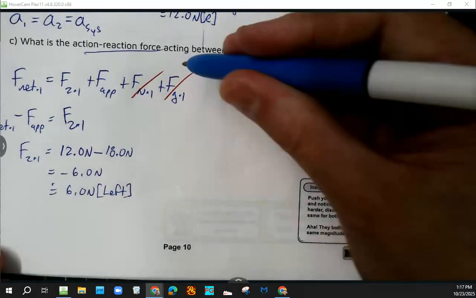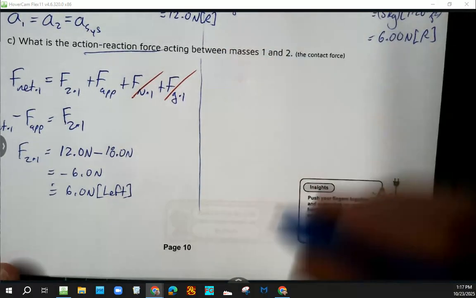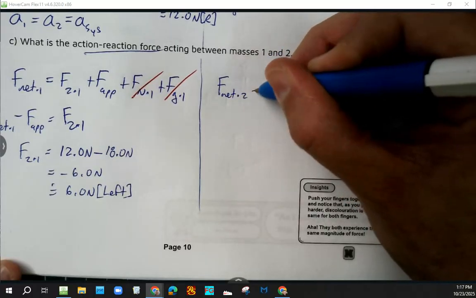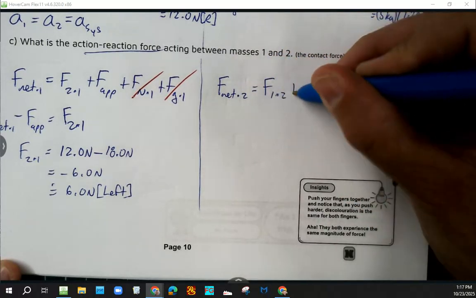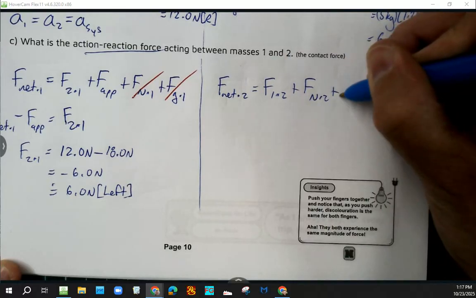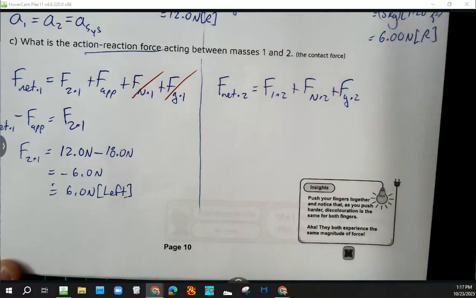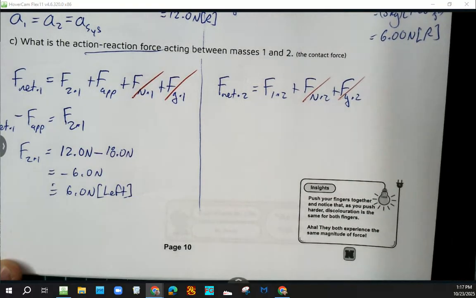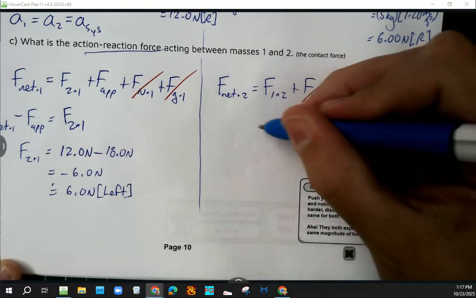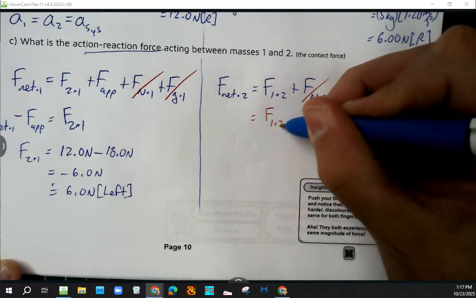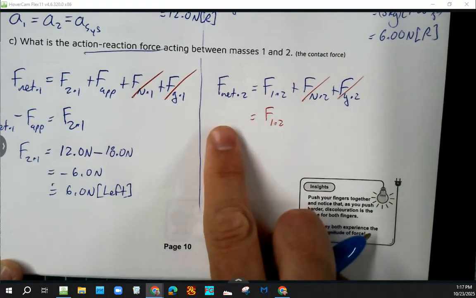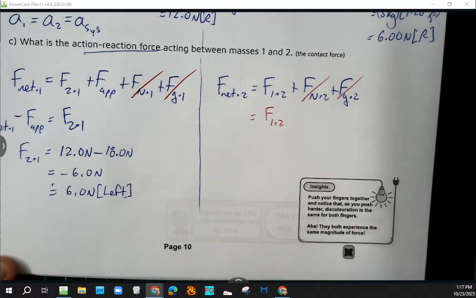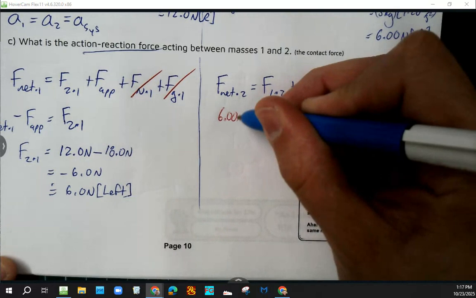And people say, well, what about that other free body diagram? Well, no problem. Other free body diagram, F net 2 is equal to force of 1 acting on 2 plus force normal acting on 2 plus force of gravity acting on 2. By the same logic as before, normal and gravity actually do balance each other out. So what I could say is that F net 2 is equal to force of 1 acting on 2. And F net 2 I calculated as being 6 newtons to the right. I just did that back in part B. So 6.00 newtons positive.